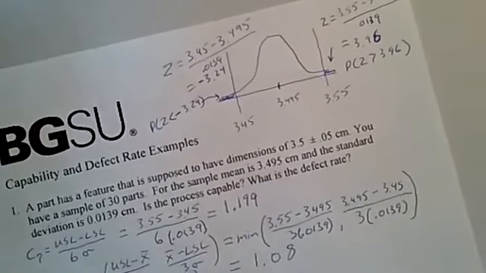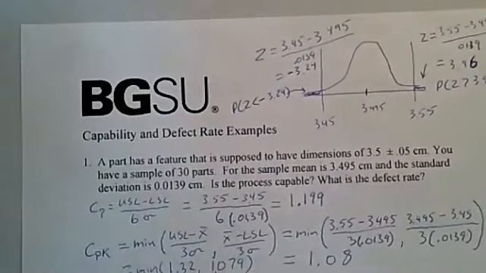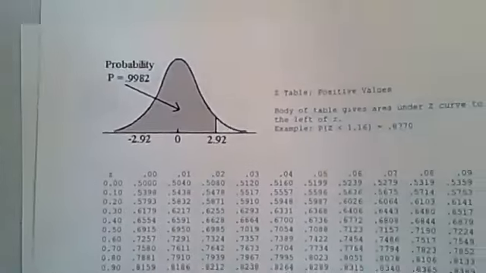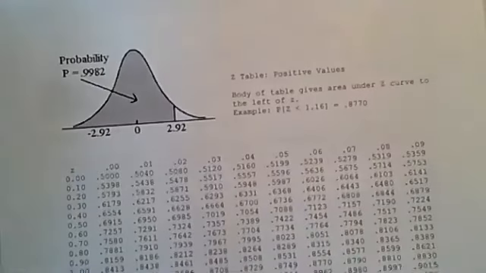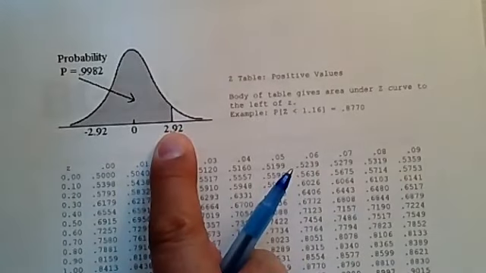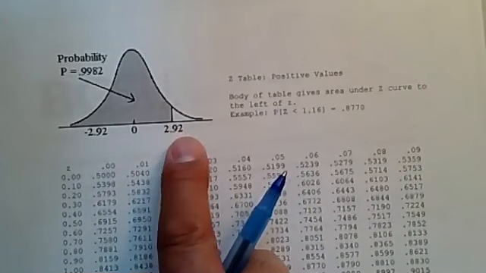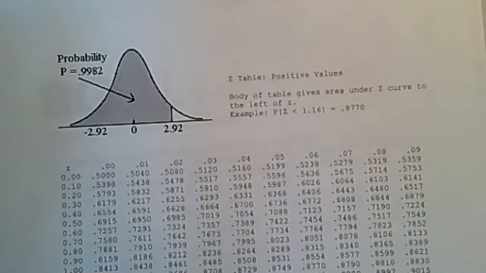Now to find those two probabilities, I'm going to use a standard normal table. They're in every textbook. This is one that I use in some of my classes. It's a table that gives me the probability of being smaller than the z-score. So the first thing I'm going to do is look up 3.96.